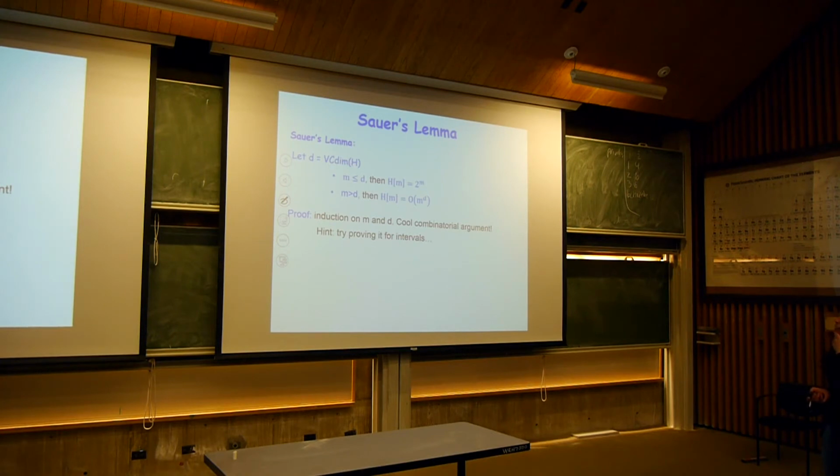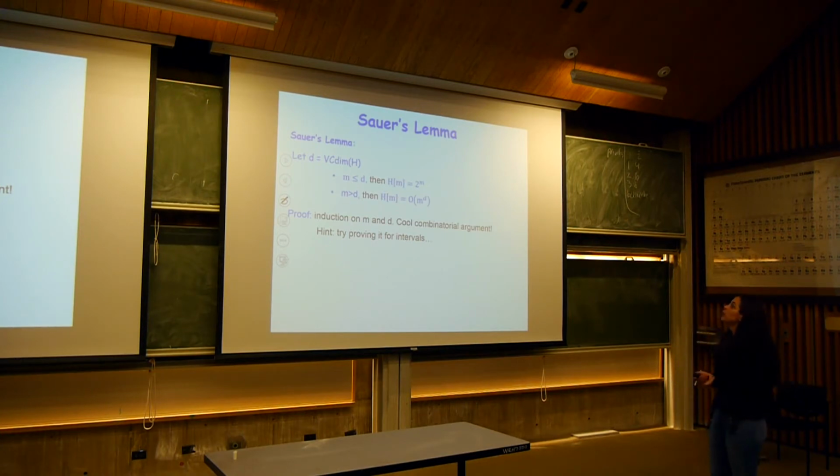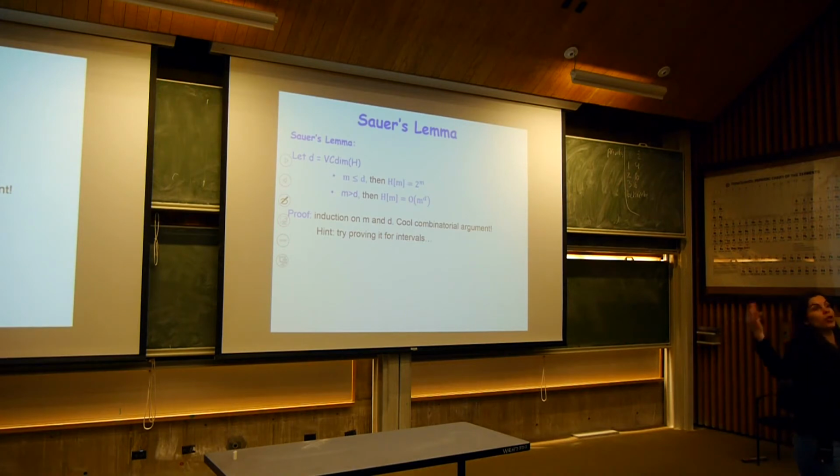So here is a very useful fact about the VC dimension. It's something called Sauer's lemma. It turns out that the VC dimension has a very interesting property, which is stated on the slides. Basically, the VC dimension is exactly the moment where the shattering coefficient transitions from being exponential to being polynomial. This is intuitively speaking.